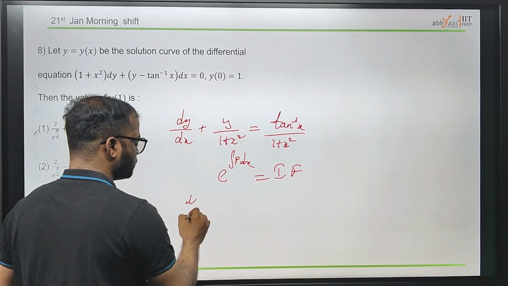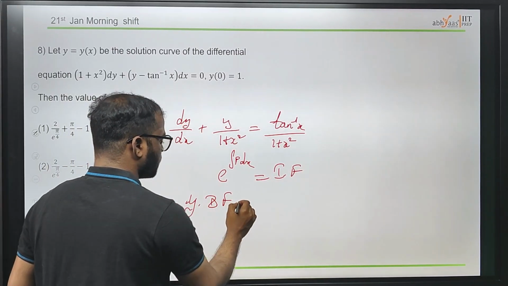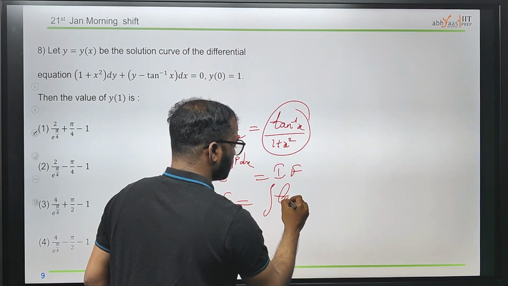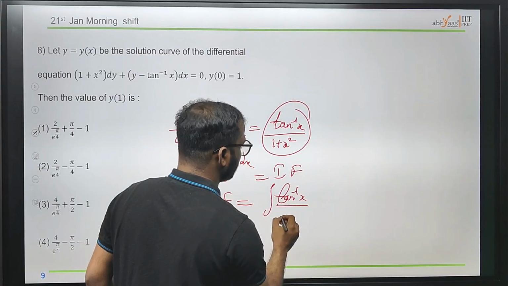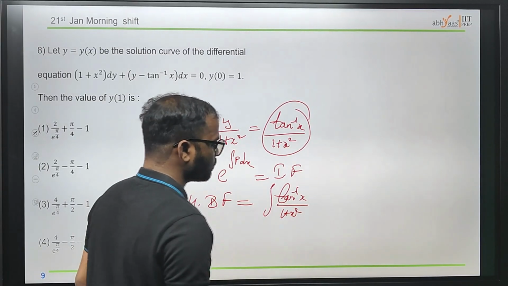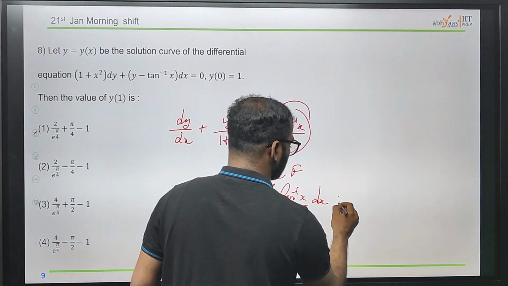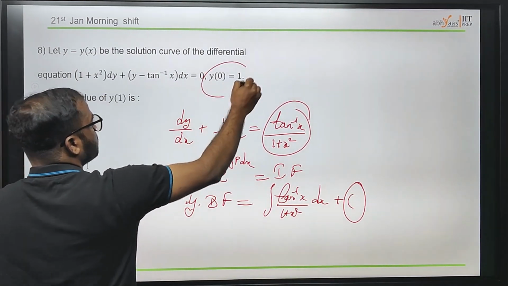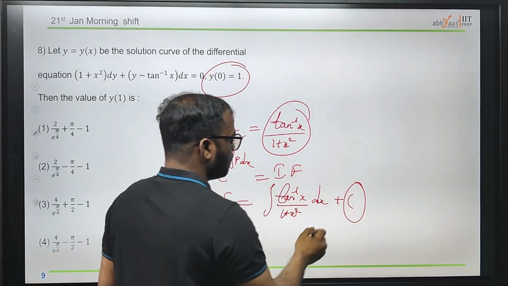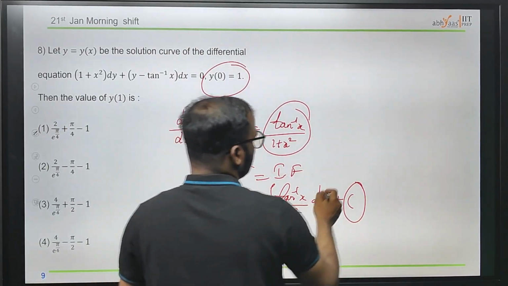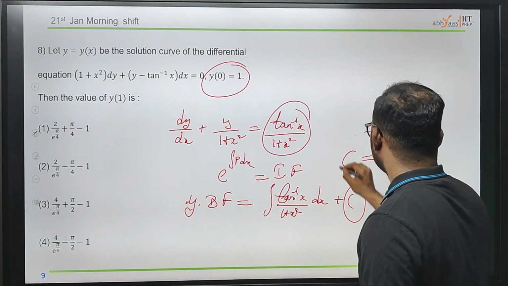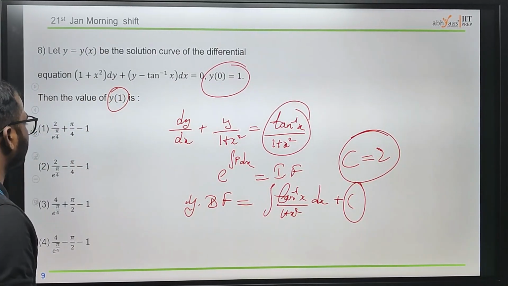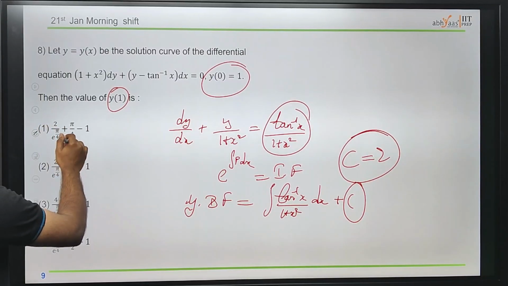After that, substitute in y times the integrating factor equals the integration of qx, which is tan inverse of x divided by 1 plus x square, dx plus c. Now in order to find the c value you have to use the condition y of 0 is equal to 1. If we put y of 0 equal to 1, we get c equal to 2. After getting the c value you can easily find y of 1. That will be our option 1.